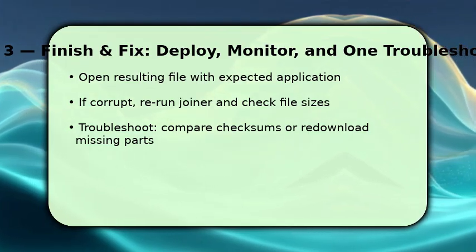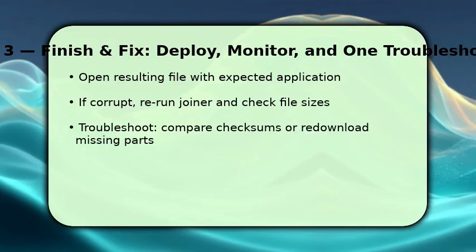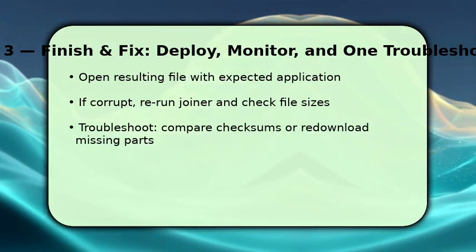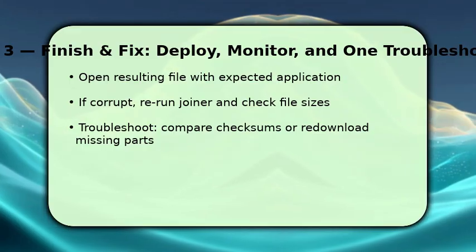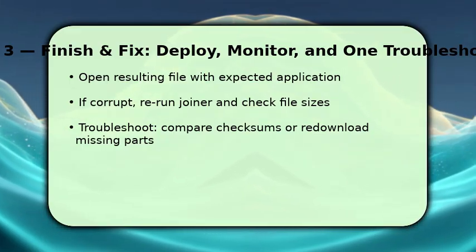As a key troubleshooting tip, compute checksums on parts and on the output. If they mismatch, identify and replace the bad segment or redownload the missing piece before retrying the merge.